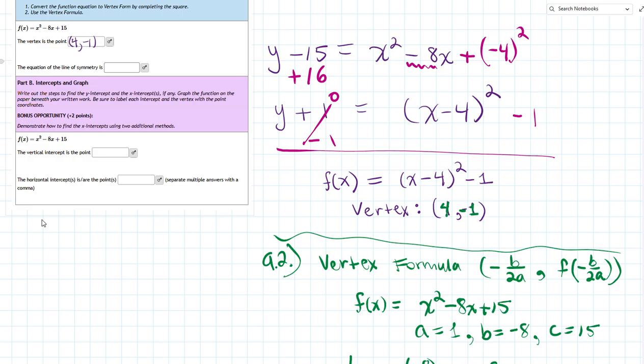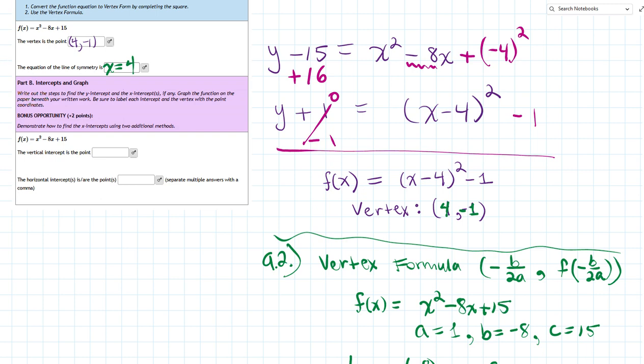Now I can go on to answer the next question that asks for the equation of the line of symmetry, which is always going to be x equals a number, because it's a vertical line, and the line of symmetry always goes straight through the vertex, so it'll have to be x equals 4.